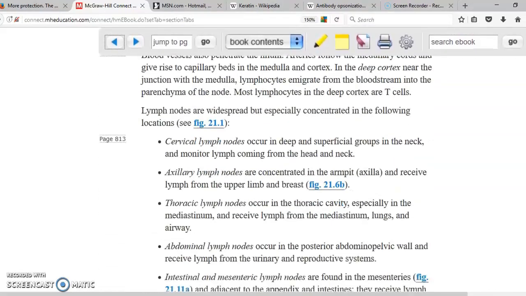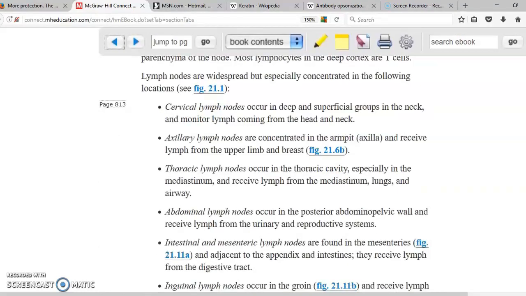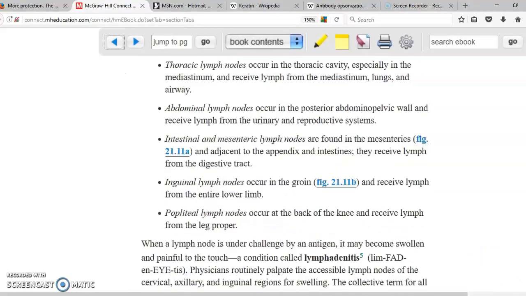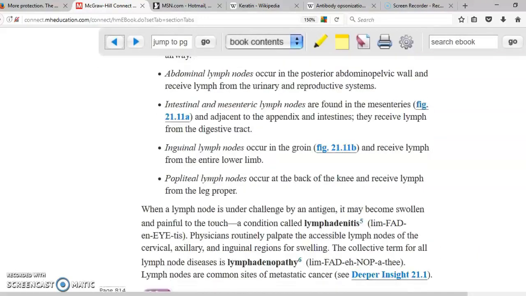Then you can see here the location of most of the lymph nodes. We have most of them in the cervical area, axillary, thoracic, abdominal, in the intestinal area, and inguinal area, very important. The lymph nodes are going to become inflamed, obviously, when there are signs of infection, for example.